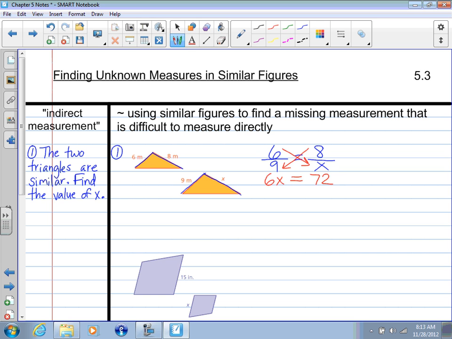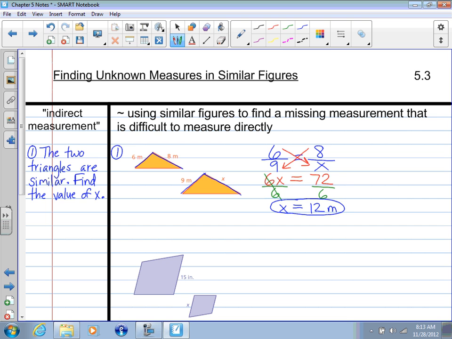Now it's some algebra. We need to solve for x. We'll divide both sides by 6, which means that x is equal to 12. Looking at the picture, I can see that x is 12, and they were measuring everything in meters, so that must mean x is 12 meters.